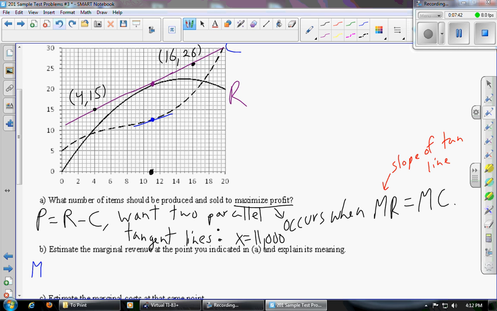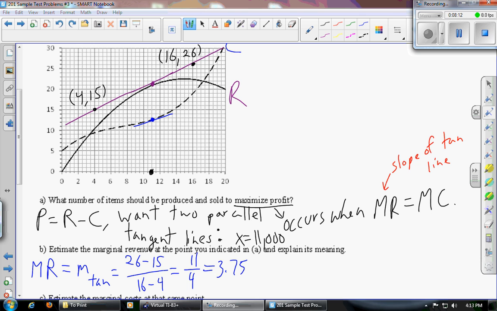So the marginal, what are we doing in this one? This is the revenue. So the marginal revenue is equal to the slope of that particular purple tangent line. And then we'll just do our change in y over change in x. 26 minus 15 over 16 minus 4. So that's 11 over 4. And if we want a decimal, that's 3.75.